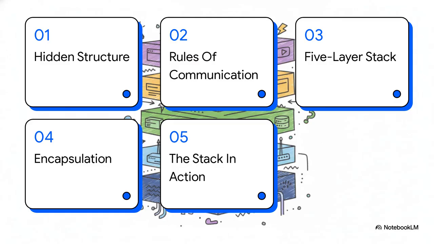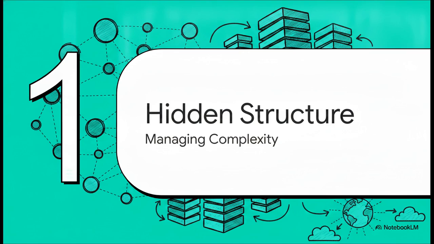Here is our roadmap for today. We'll start with the internet's hidden structure, move into the rules of communication, break down the 5-layer protocol stack, hit our big aha moment with encapsulation, and finally, we'll see the whole stack in action. All right, let's jump right into the first piece of the puzzle, the internet's hidden structure.